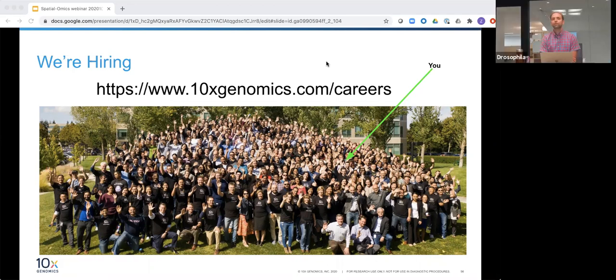Yeah, I agree. Hopefully you should be able to see markers of exhaustion or different T cell states as well, whether that is surrounding the tumor or infiltrating into the tumor.